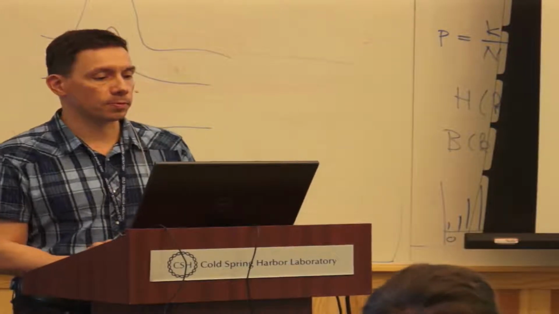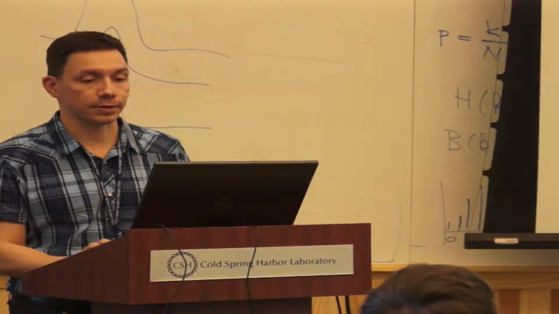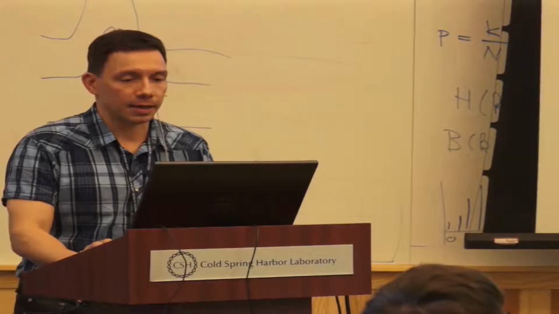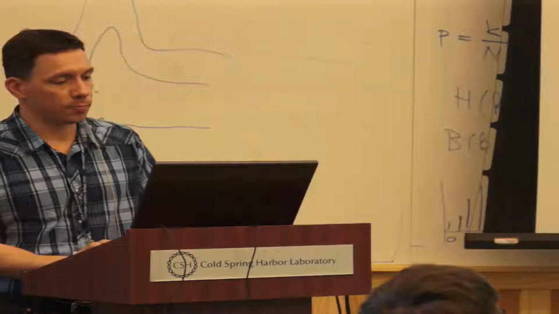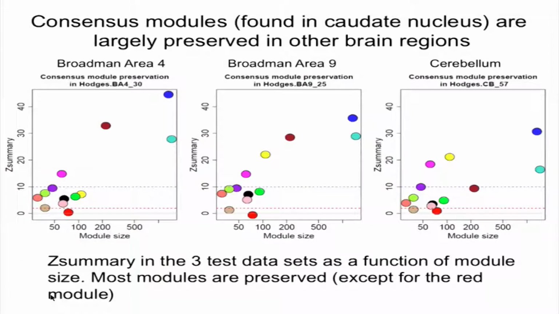For example, Brodmann area 4, Brodmann area 9, or the cerebellum. And also remember, our most important modules were the blue and the turquoise module. And what you see is that the z-summary statistics for these modules are high. So yes, these modules are preserved in the different brain regions.